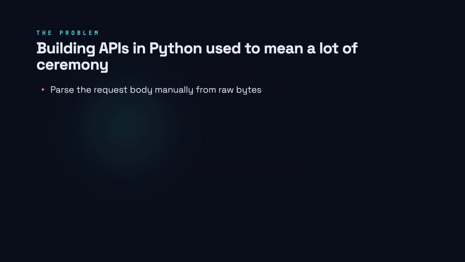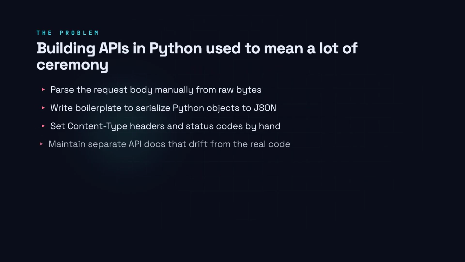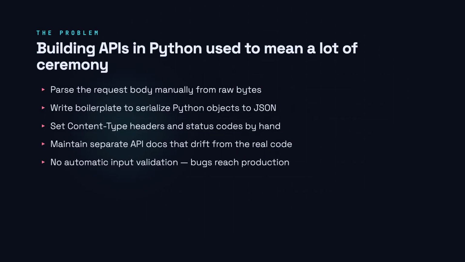Before tools like FastAPI existed, spinning up an API in Python meant writing a lot of plumbing that had nothing to do with your actual business logic. You had to parse incoming JSON, validate it yourself, build the response dict, set headers, and keep a separate document describing what the API even accepts. Every one of those steps is a place where the code and the docs can disagree, and where bugs hide.